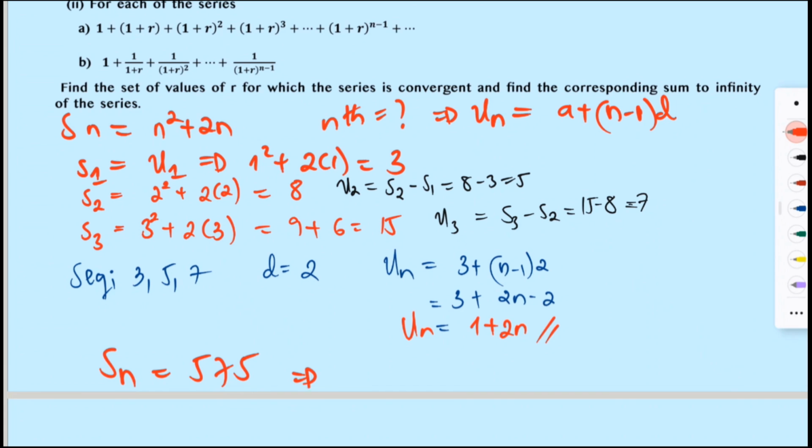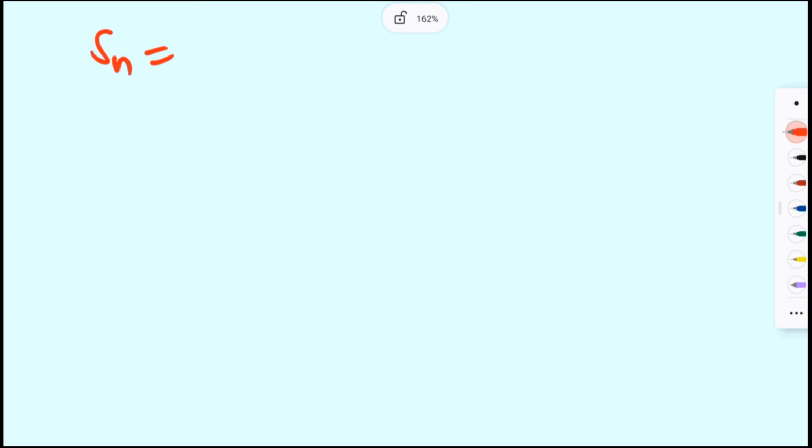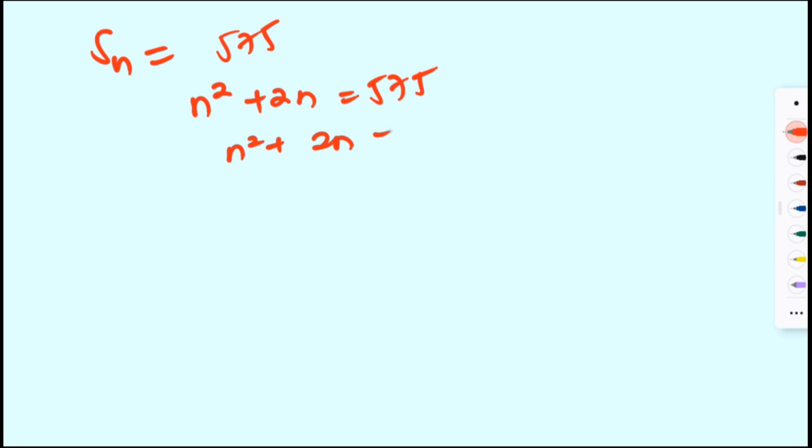In that case, we just equate n squared plus 2n equals 575. This one is actually pretty simple. The sum of n terms is 575, and we saw that it's n squared plus 2n equal to 575. So this is a quadratic, and we can use the quadratic formula, since the number is really huge.